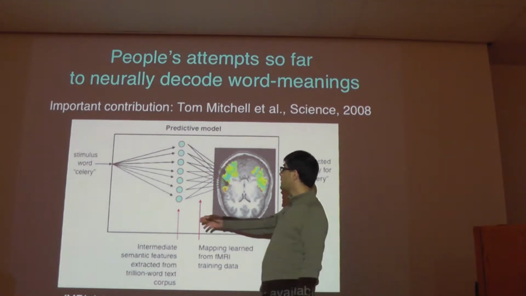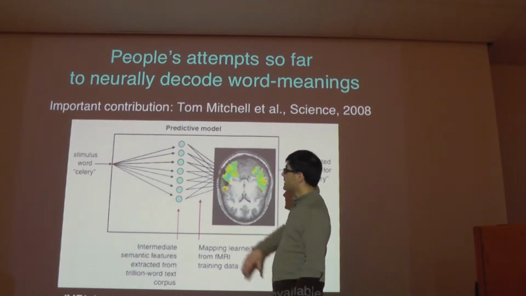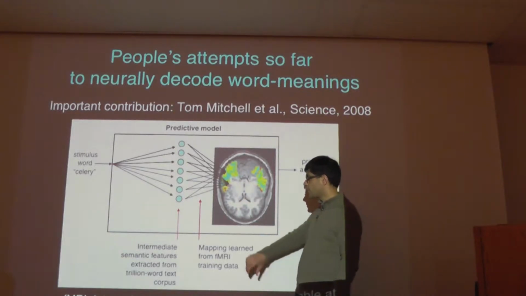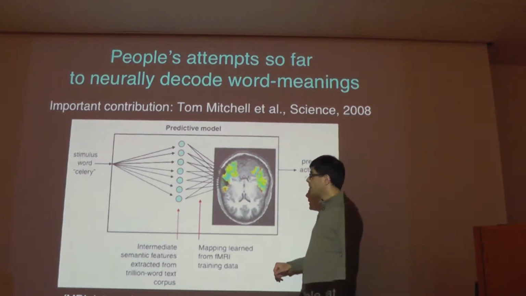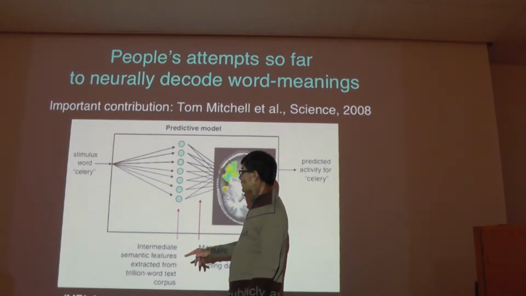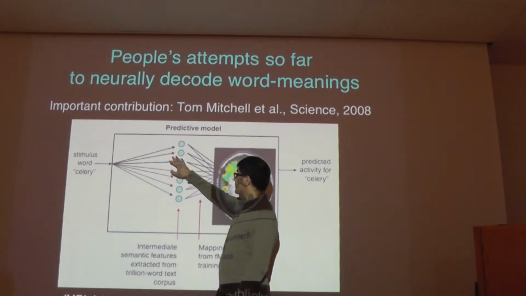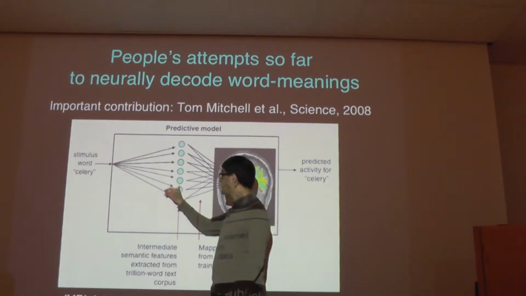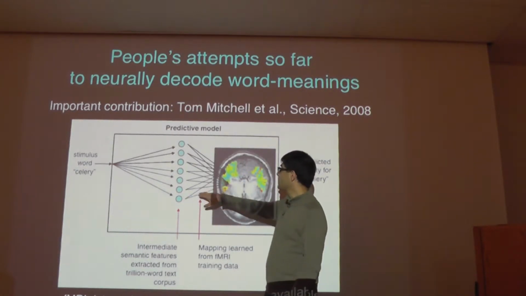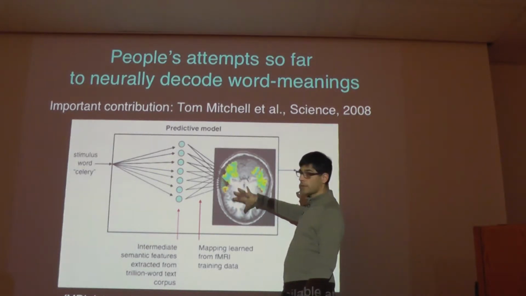You say, okay, if I know that celery produces this activation, and house produces this other activation, and hammer produces this other activation, given what I know independently just from looking at my trillion-word corpus as to how often those different words co-occur with my set of verbs, my features, what weights should I assign to those features so that they can best produce neural activation?